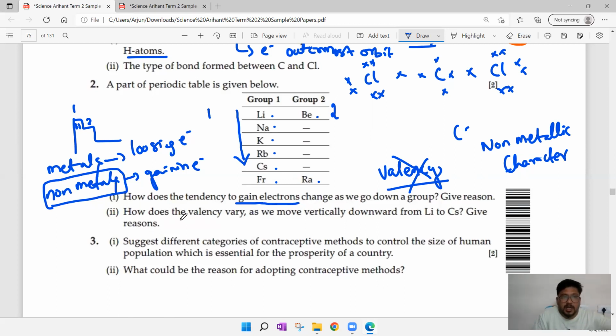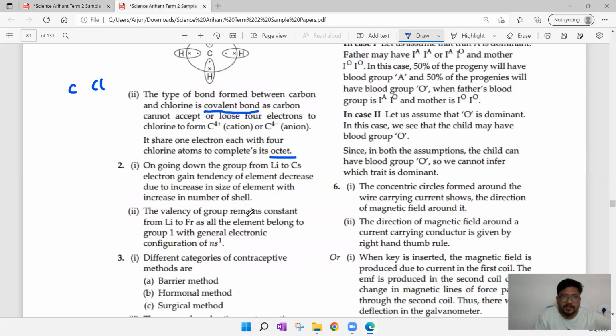Next, how does the valency vary as we move vertically downwards? Before, I said that valency will be constant if you are moving from lithium to cesium. Give the reason. The valence of the group remains constant. Why? Because all elements are placed in group 1, so valency will be 1. If you write the electronic configuration, it will be ns1.